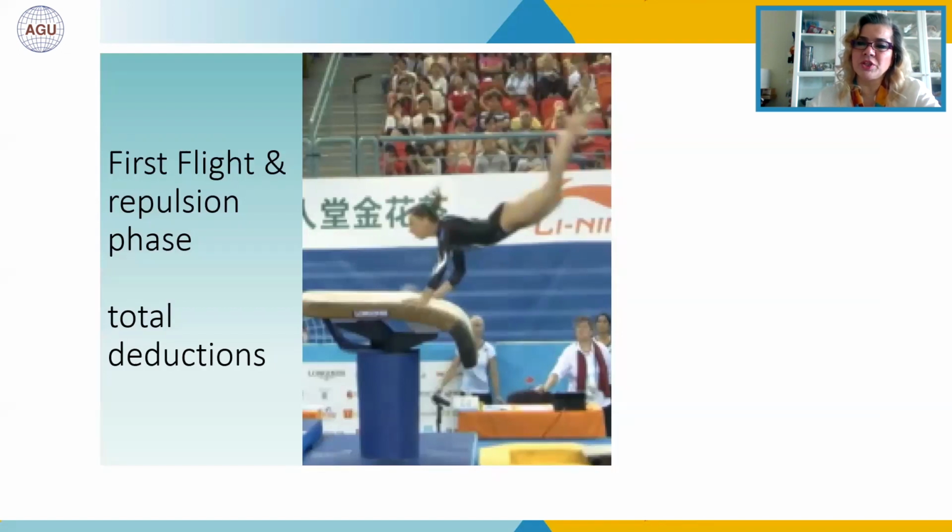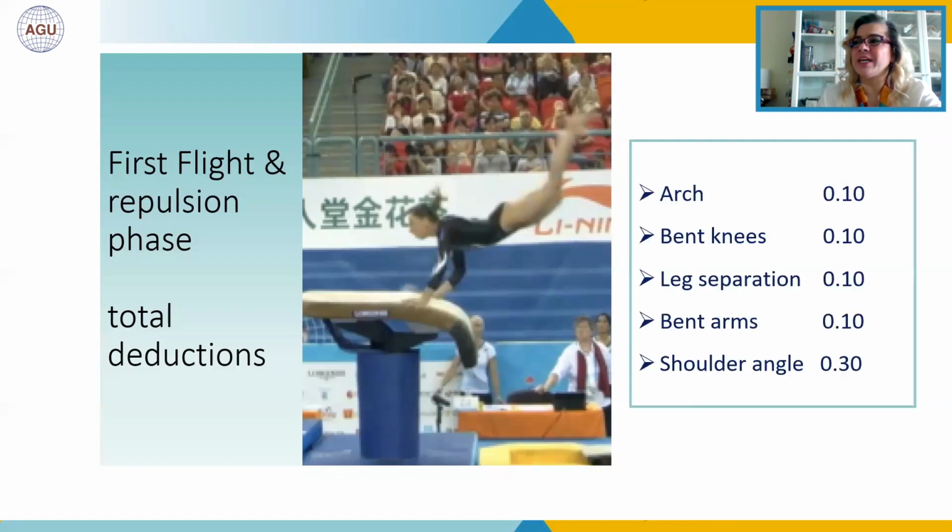As you can see in the picture, you can now guess more clearly what deduction she has. And we got here 0.1 for the arch, 0.1 for the bent legs, 0.1 for leg separation, even though it's not so clear here in the picture, and 0.1 for bent arms, not so deep. And we got here 0.3 for shoulder angle. Okay, the maximum deduction for shoulder angle.